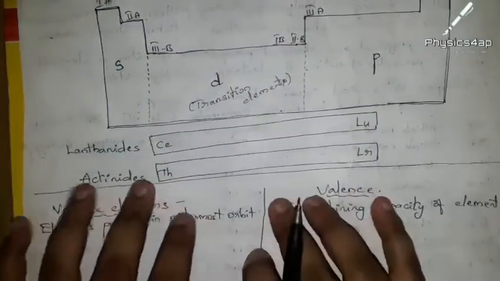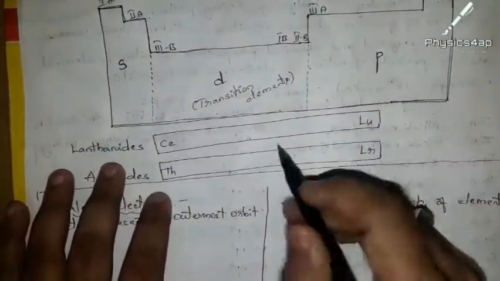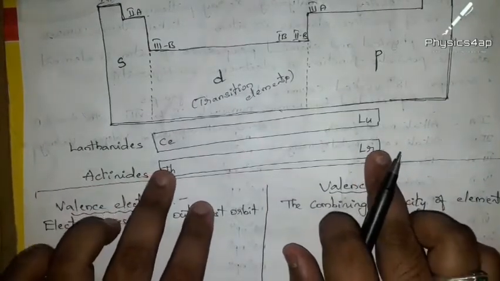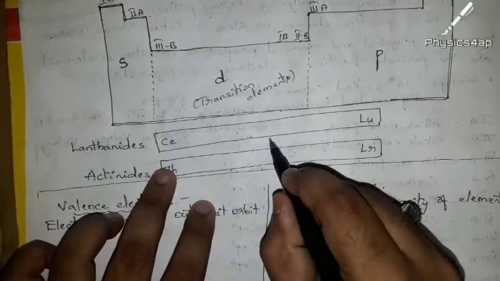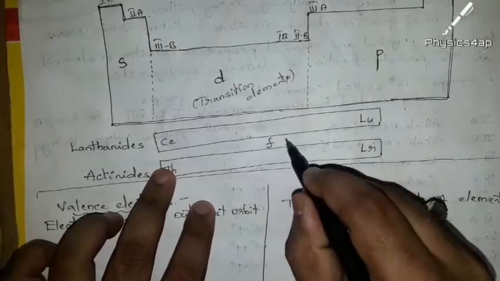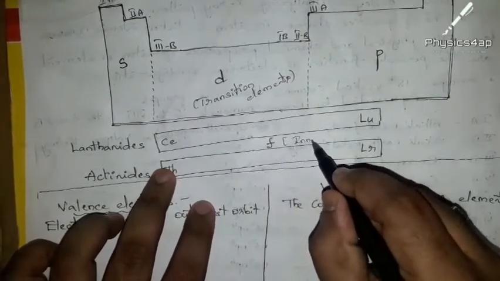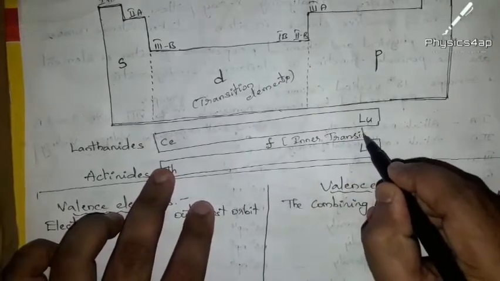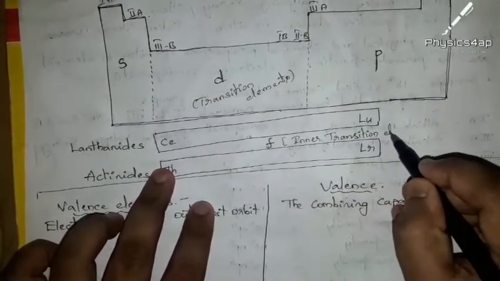And next, coming to the F block elements. These two, which are represented below the modern periodic table, are called the F block elements. They are also called the inner transition elements. So these are called the inner transition elements.